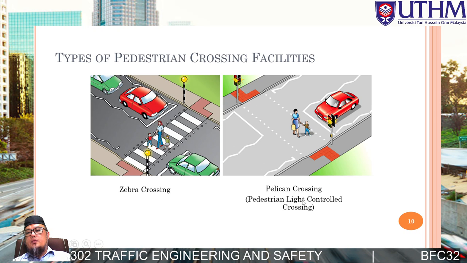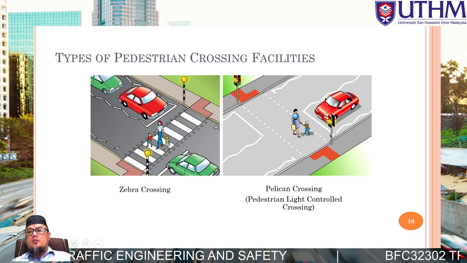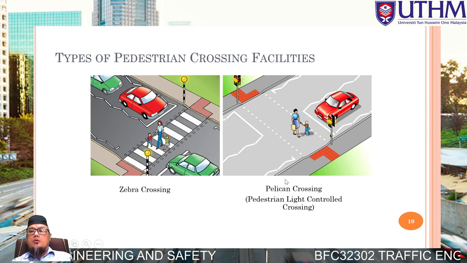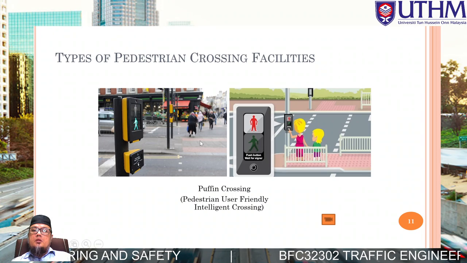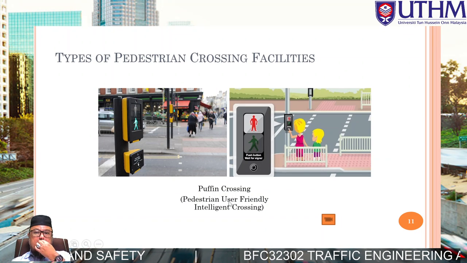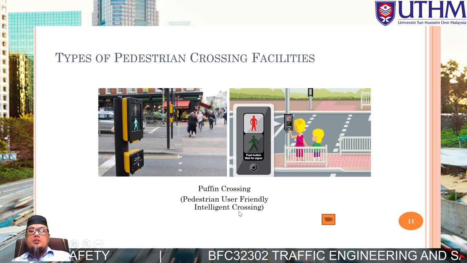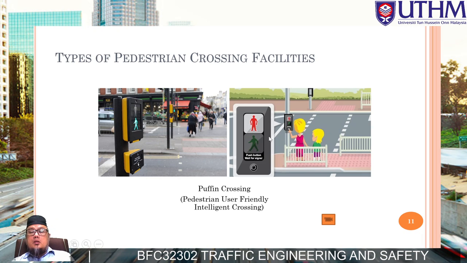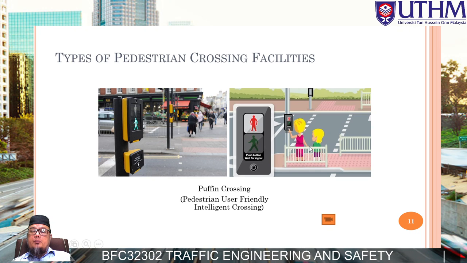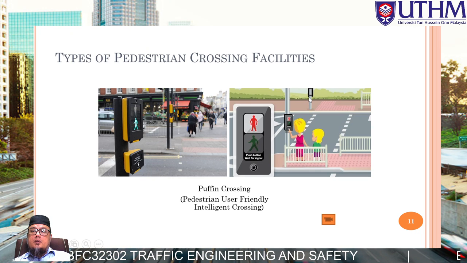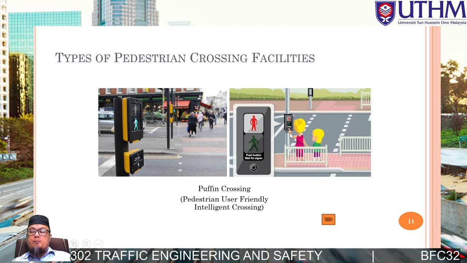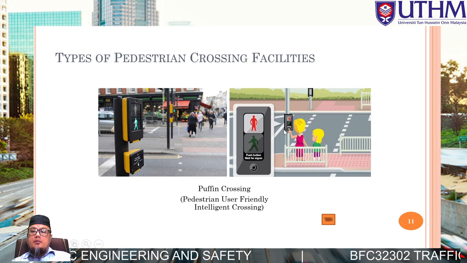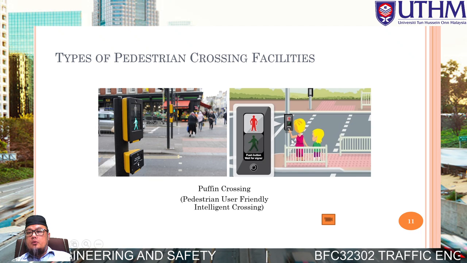This one is a crossing facility with a signal light. So they have a dedicated signal light for pedestrians to cross the road. Okay, also they have a puffin crossing, which incorporates intelligent crossing technologies. So it can sense and detect any waiting pedestrian, and then give a signal to let the drivers, the other vehicles, stop and give a green time especially for pedestrians to cross.